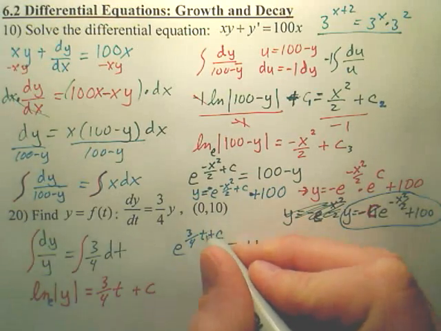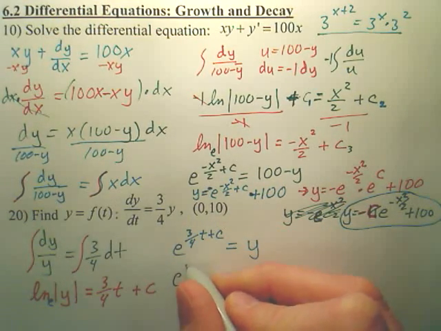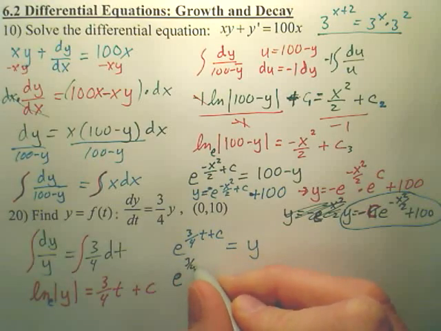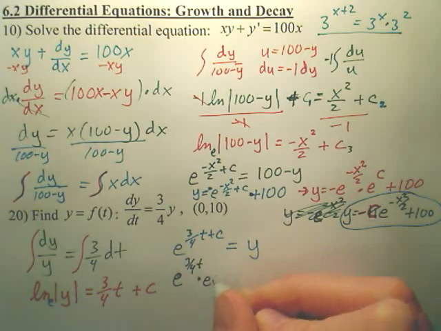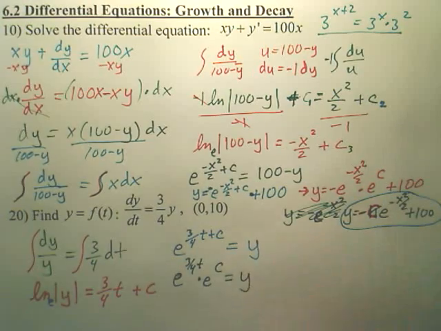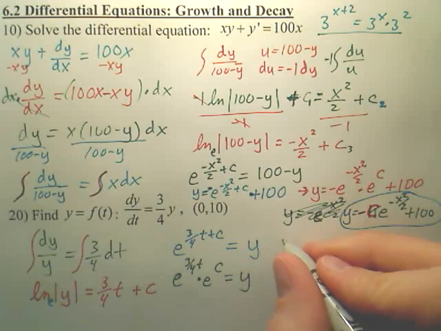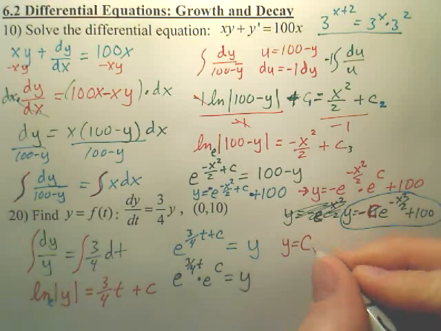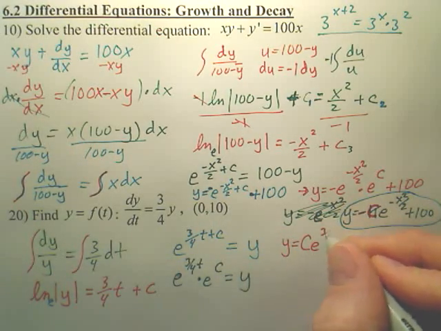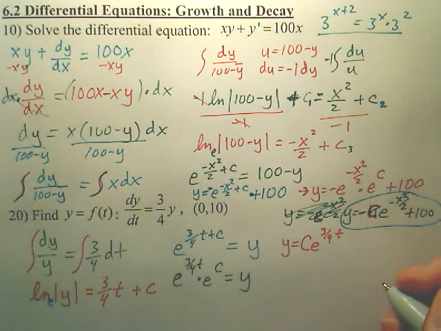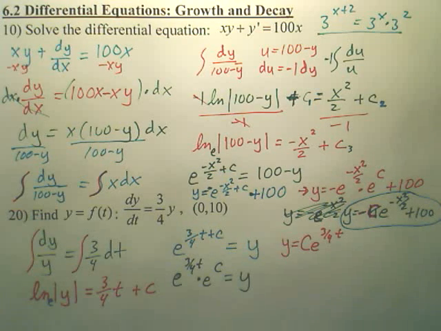But we have to rewrite this right here, this plus c. We want to write this as e to the 3/4 t times e to the c, so our equation is now y equals c e to the 3/4 t. Okay, now c is a constant in front instead of a plus c now. This is a different kind of constant. The constant gets squished into a multiplier, this piece right here.